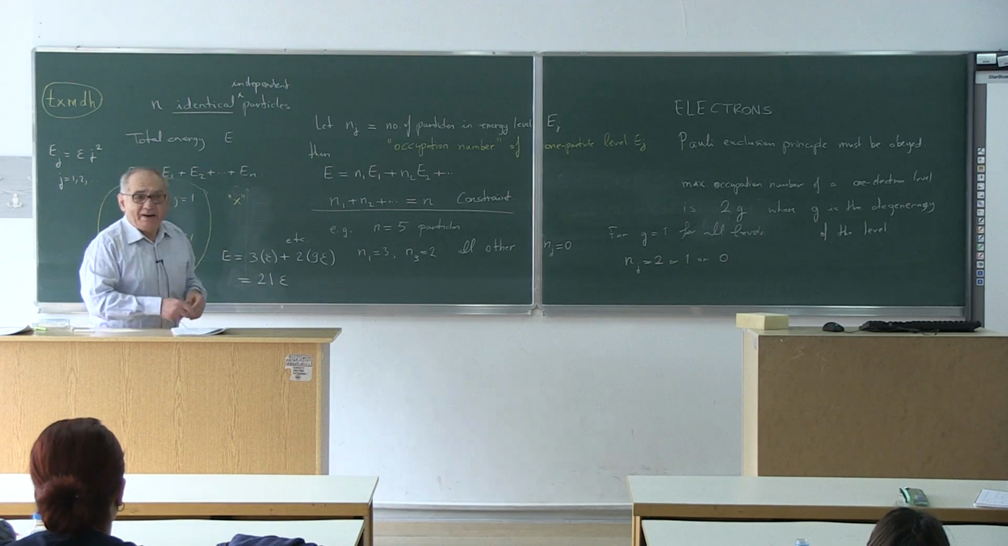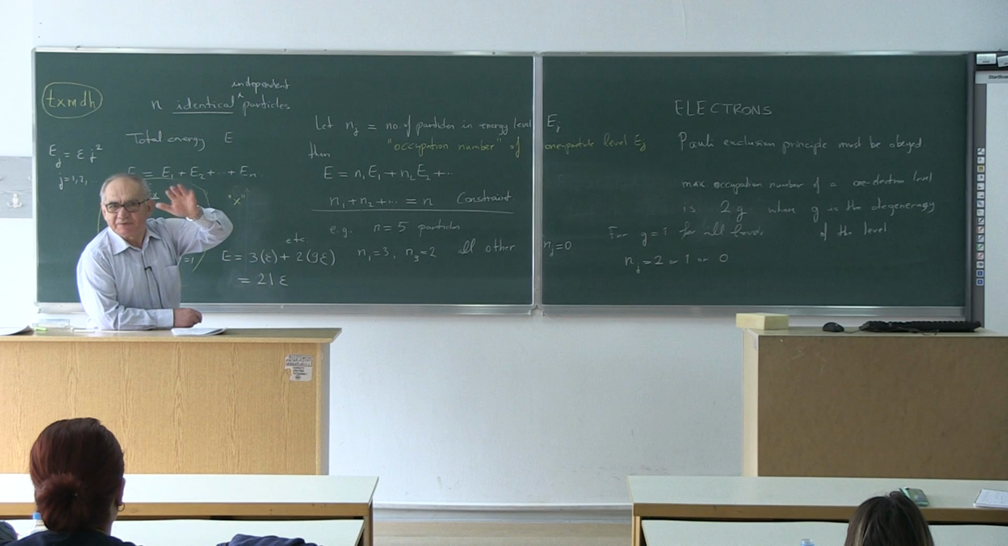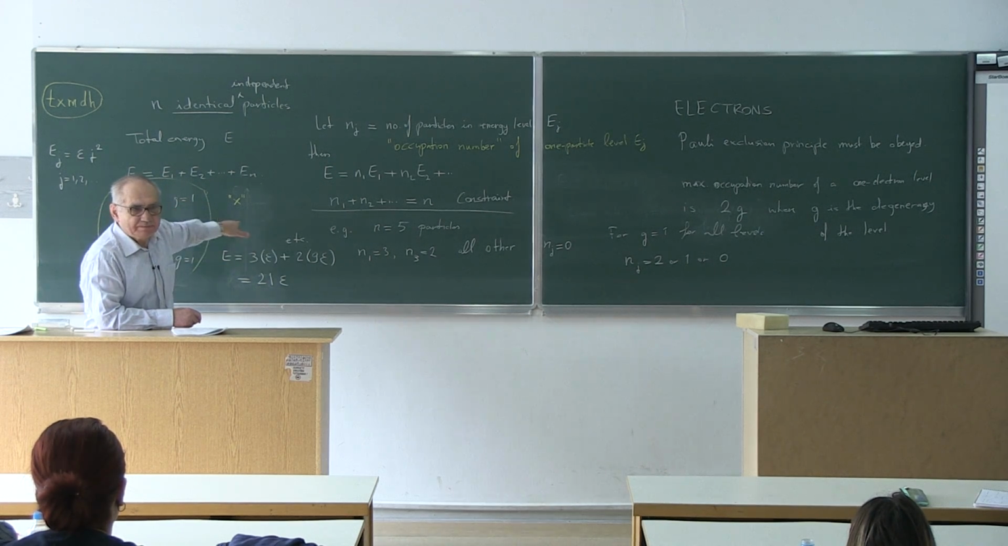So now let us ask the following question. What is the ground energy, the lowest possible energy for these five electrons in this model?